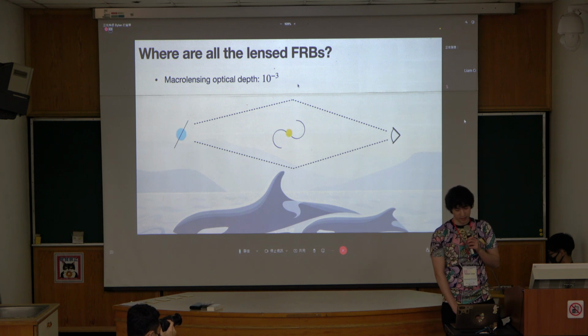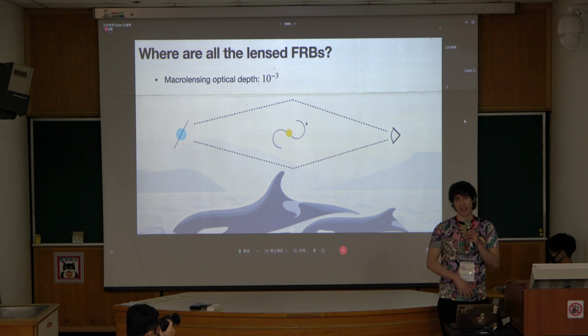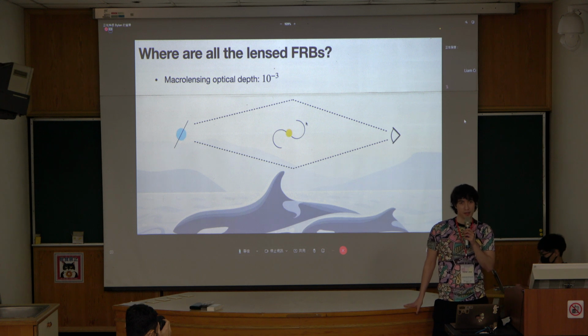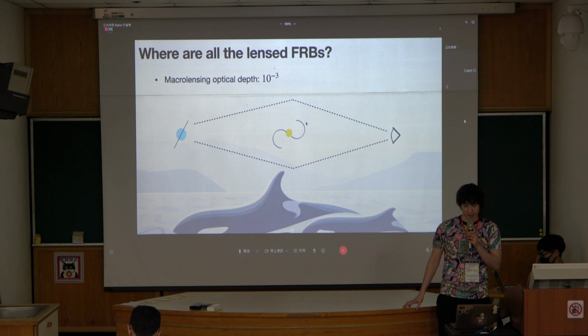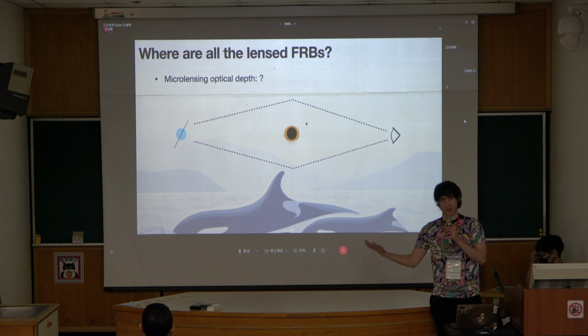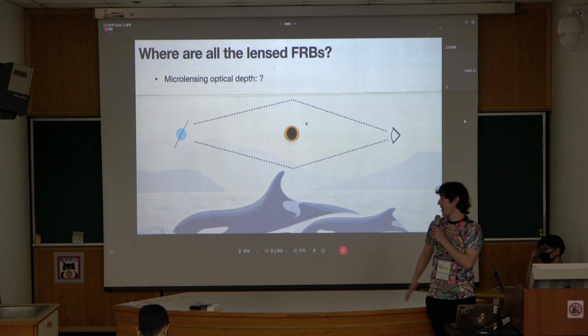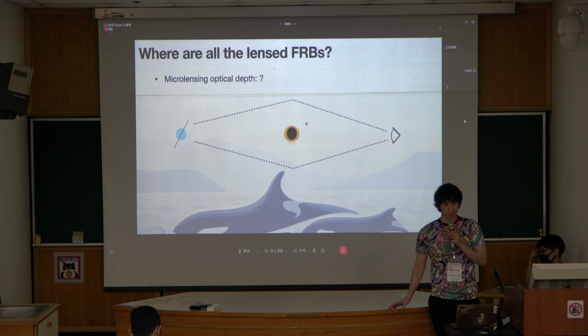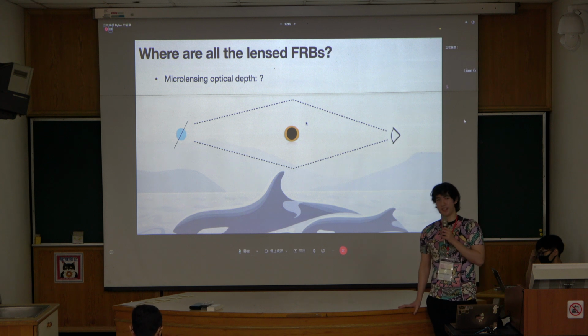There's this macro lensing, where an FRB is lensed by some foreground galaxy, and the optical depth of this is roughly speaking about 1 in 1,000. So roughly 1 in 1,000 FRBs are expected to be gravitationally lensed by these foreground galaxies. There's also micro lensing. If there's some compact object along the line of sight, an FRB may be micro-lensed by that object. The optical depth, of course, depends on how many micro-lenses there are, which is somewhat unknown.